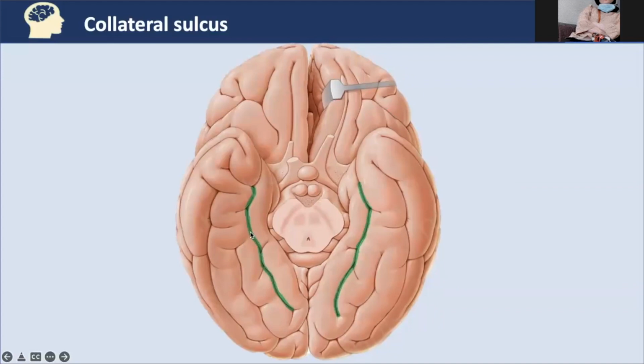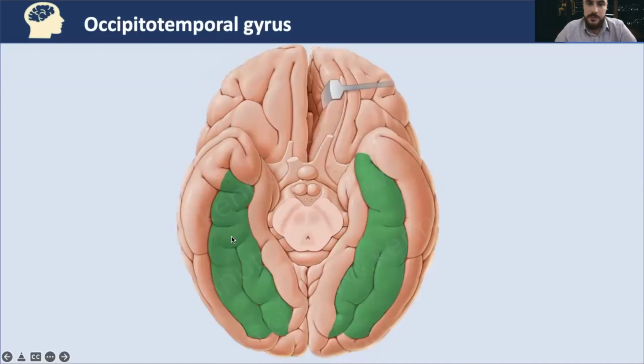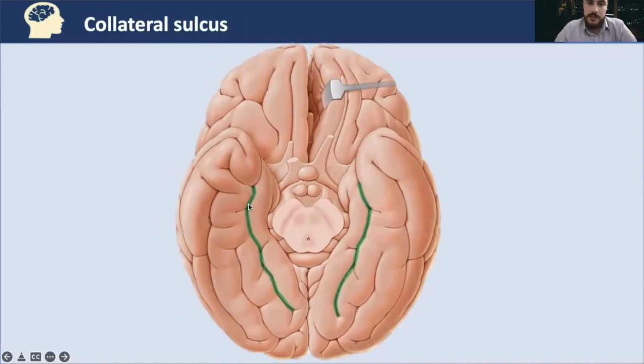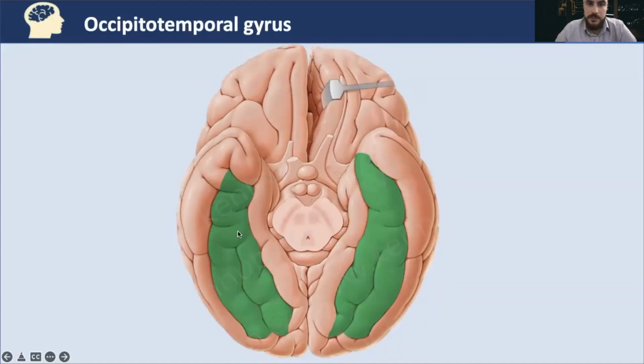And then in the temporal lobe, we have the parahippocampal gyrus over here, separated from the occipitotemporal gyrus by the collateral sulcus. So this is the collateral sulcus. This is the most medial gyrus, the parahippocampal. And then we have the occipitotemporal gyrus, or the fusiform gyrus, with its different parts. I'm not going to mention it right now.